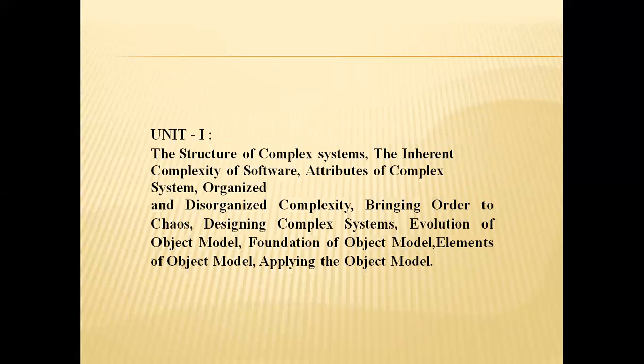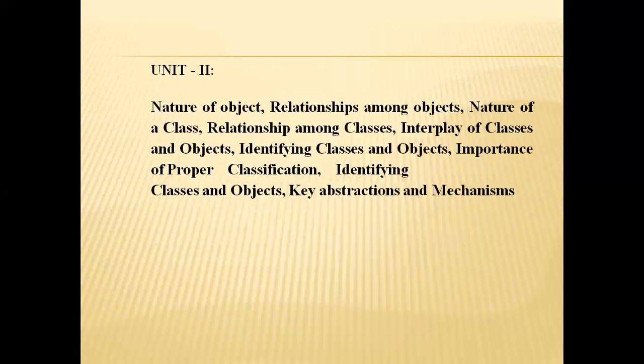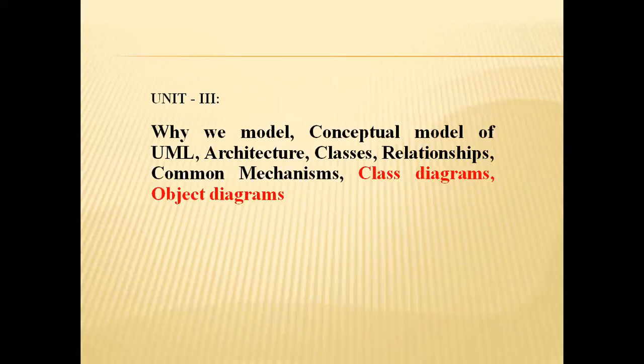And next one is the organization of the object model. In the second unit, you explained about objects, and next one is class. What are the relationships between classes and objects, and the third unit, object. From the third unit onwards, there are 9 diagrams in the UML language. Of these 9 diagrams, in the third unit, you explained 2 diagrams, class diagram and object diagram.